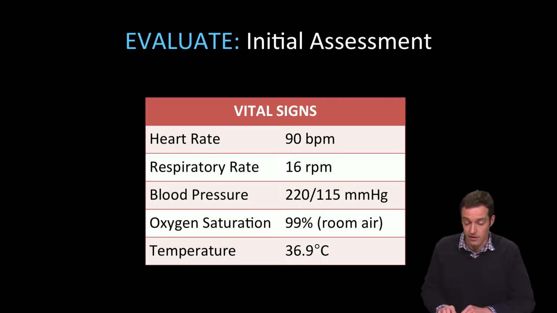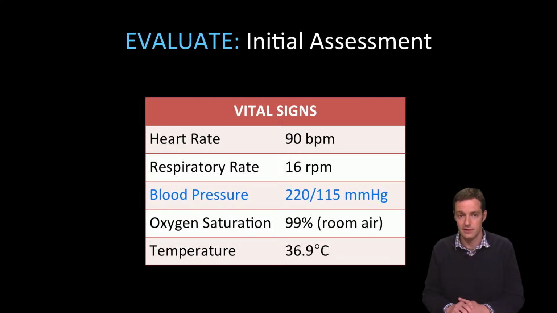Vital signs are taken. Heart rate's normal. Respiratory rate, nice normal 16 respirations per minute. Blood pressure's quite elevated, 220 over 115. Oxygen saturation and temperature appear to be normal. Look at that blood pressure.